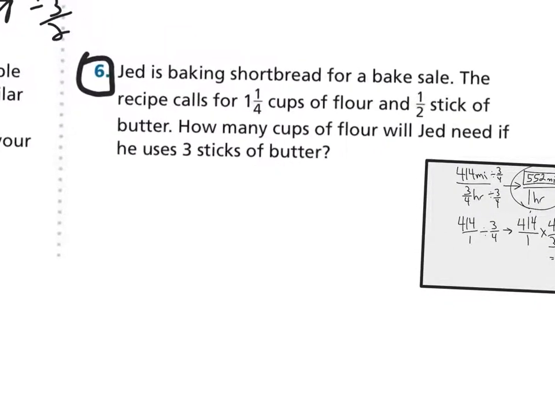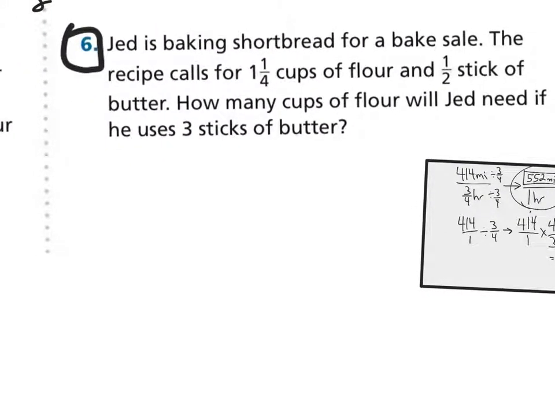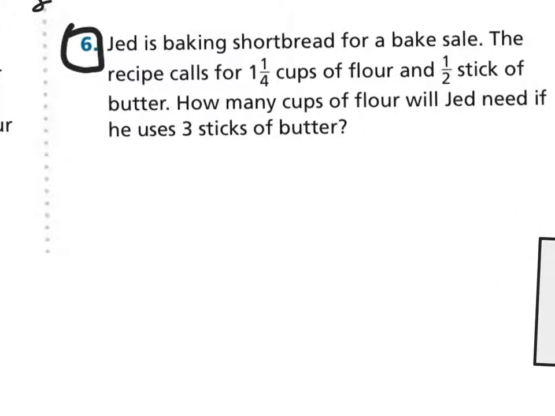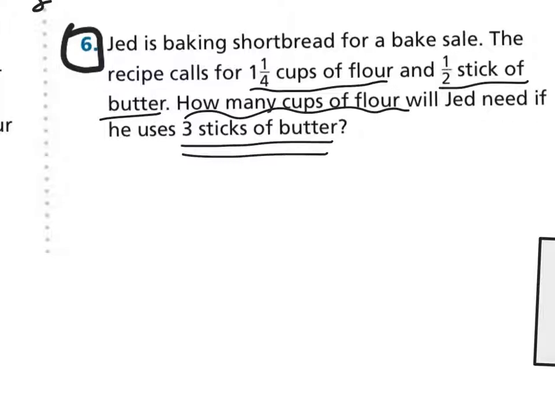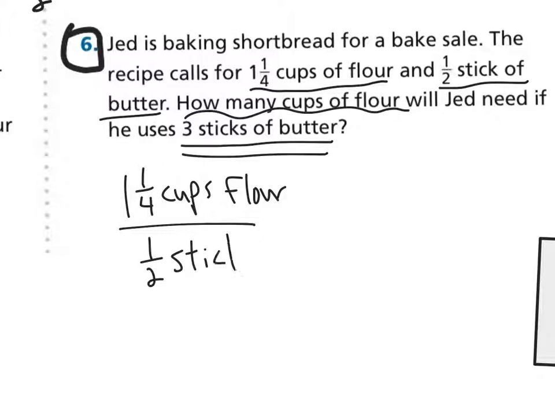So if we look at number 6, Jed is baking shortbread for a bake sale. Recipe calls for 1 1/4 cups of flour and a 1/2 stick of butter. How many cups of flour will Jed need if he uses 3 sticks of butter? So like we've been doing, if you want to get your unit rate on this, you can. This one, the numbers aren't too bad that you guys might be able to kind of just think through the process.